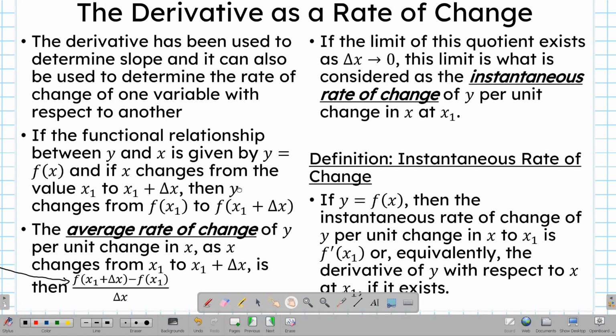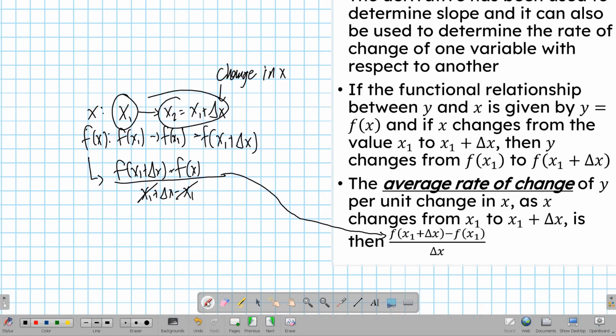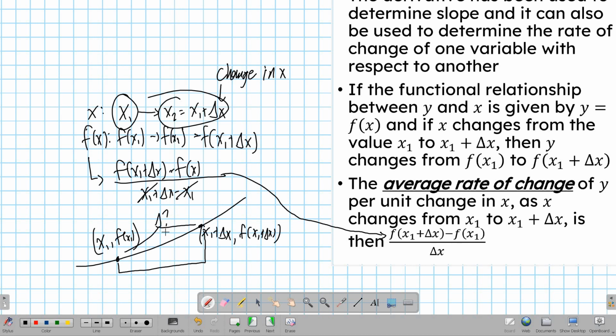Do take note that if, for example, this is the curve here, this is the point x sub 1, f of x sub 1, the first point, and this is the other point, x sub 1 plus delta x, f of x sub 1 plus delta x, then that change is the average change from this point to this point. So the changes in between, we don't have much of an idea, because all we do is get the average of the changes between these two points.